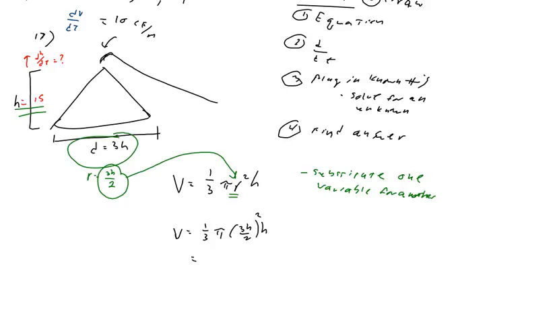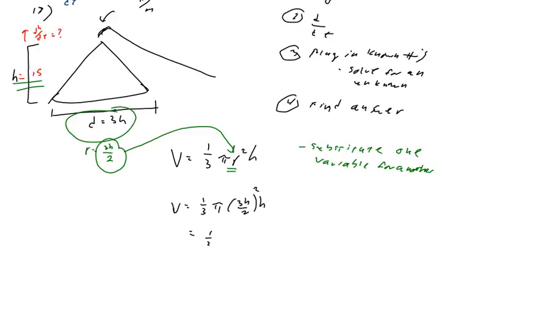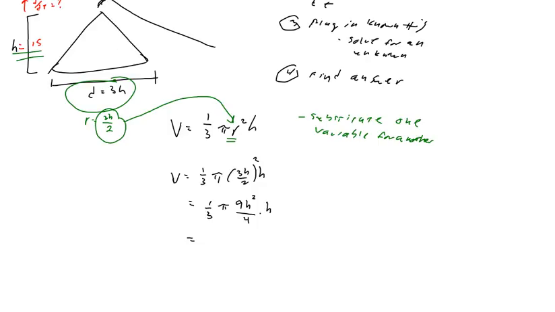And I can rearrange. I can do a little bit of one-third pi times 9h squared over 4 times h, which I'm going to just rearrange all of this a little bit. 9 and 3 will cancel out, so I'm going to get 3 pi h cubed over 4, and that's the volume. Right, because h times h squared is h cubed.